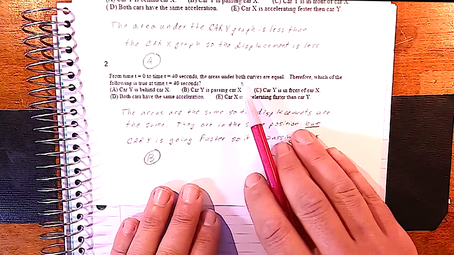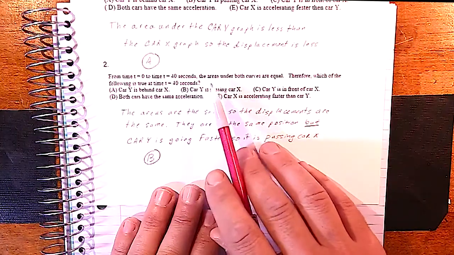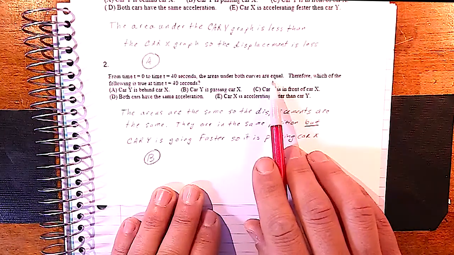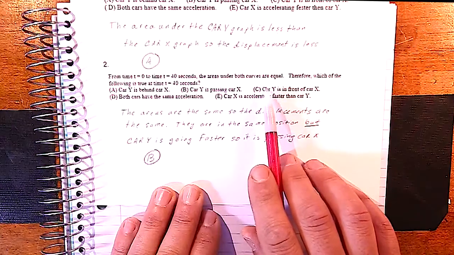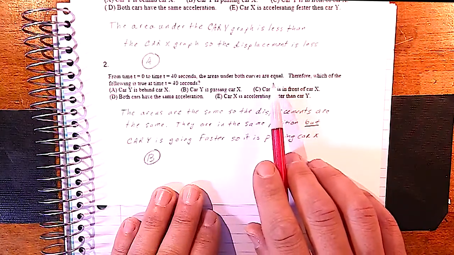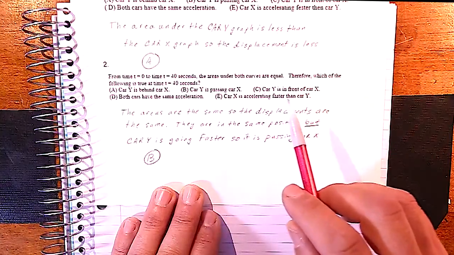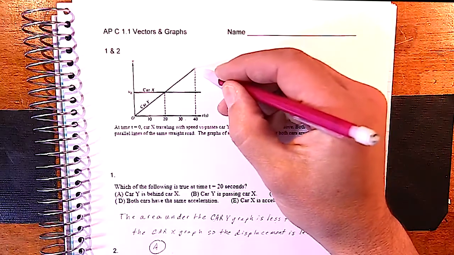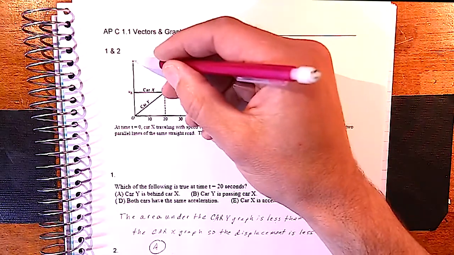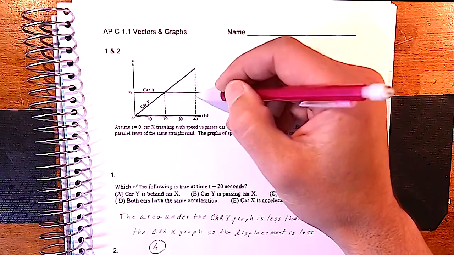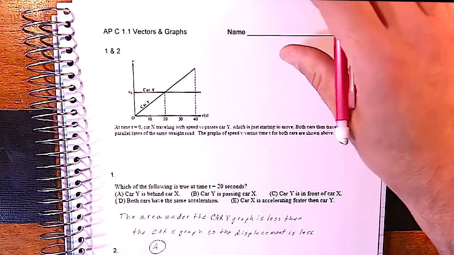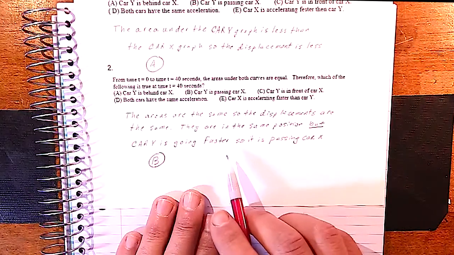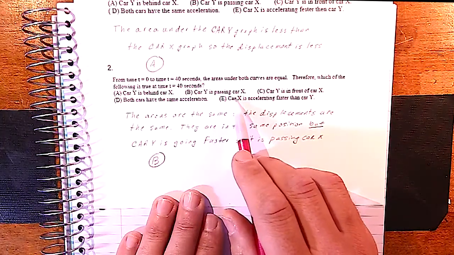Question 2 is asking us what's happening at 40 seconds. So at that point, they tell us that the area under both curves are equal. So that tells us that they're both in the same position. They're both in the same place at the same time, but they're not doing the same thing. If we go back and look at the graph, this car is moving much faster. Its velocity is higher. So what's it doing if they're in the same position but going faster? It must be passing car Y. So the areas are the same. So car Y is passing car X.